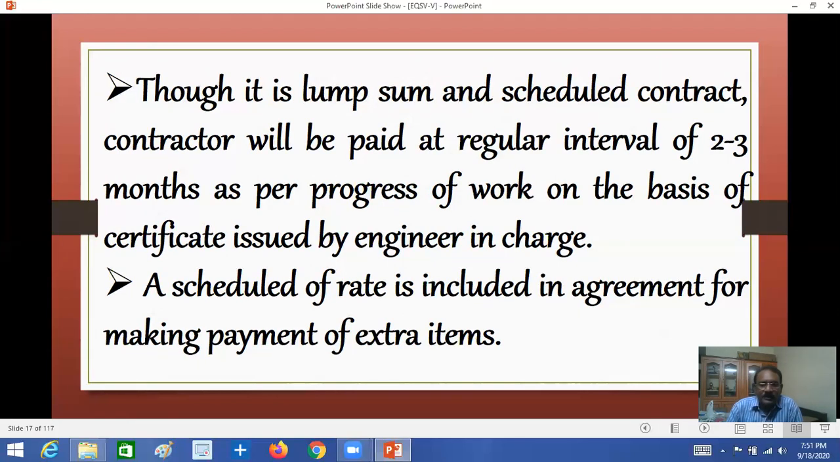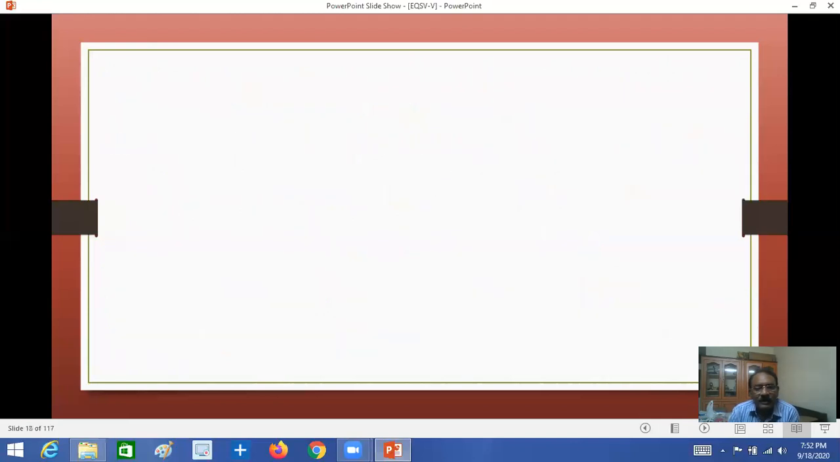If any extra items are there, say texture painting where ordinary painting was planned, suppose for texture painting the extra amount has to be borne by the owner or the department. So they have to pay for this extra item. Suppose they want some ceiling after construction of the building. So the department will pay for that amount as per the schedule rate included in the agreement. Though it is a lump sum, schedule rates will be there in the contract. This is one type of contract.